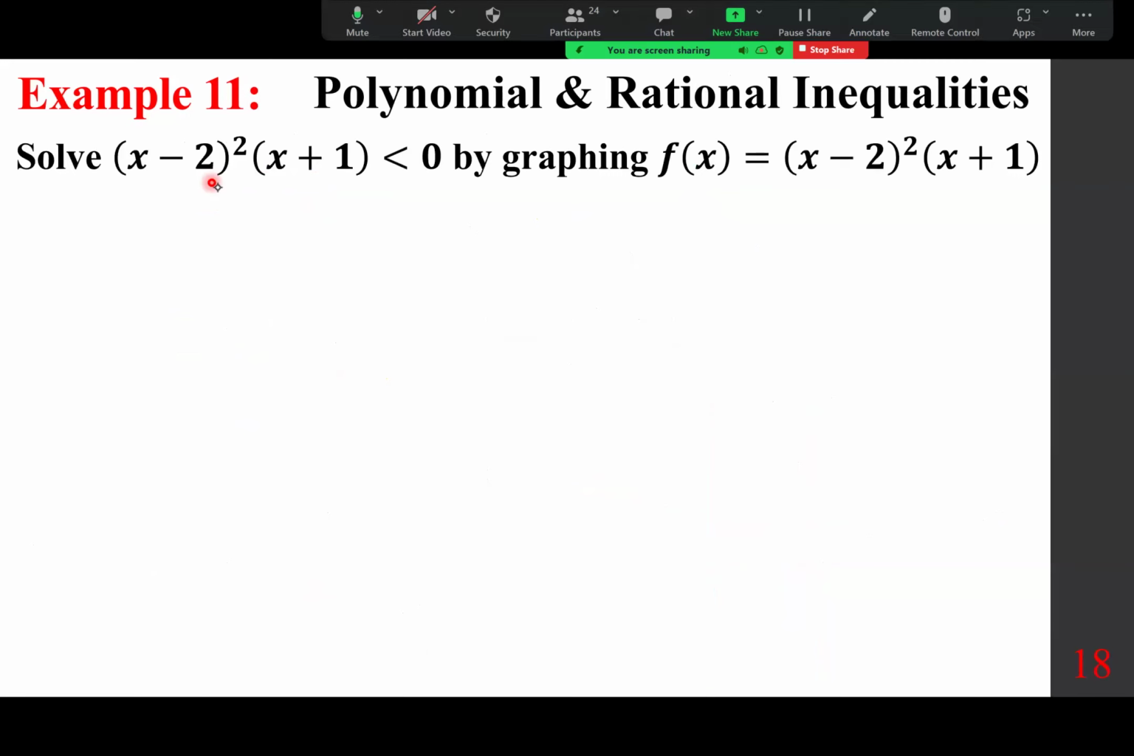All right, polynomial rational inequalities. We have x minus 2 quantity squared times x plus 1 less than 0, and we want to do this by graphing. Normally, we do it with number line, but if they ask for graphing, then you have to graph that function f of x equals x minus 2 squared times x plus 1, and basically you stick with the intercepts and the end behavior.